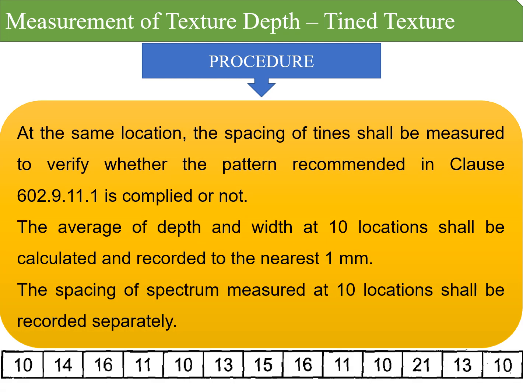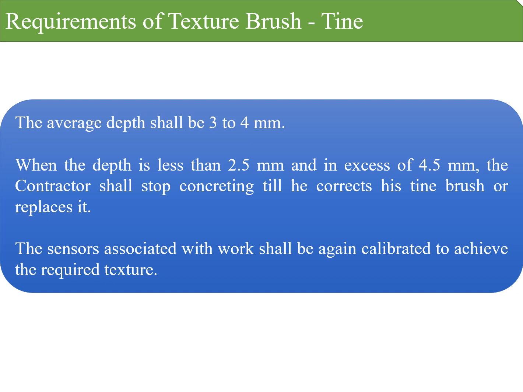At the same location, the spacing of the tines shall be measured to verify whether the pattern recommended in clause 602.9.11.1 as shown below is complied with or not. That means whether the spacing is in sequence of 10, 14, 16, 11, 10 or 21, 13, 10 or not. If at all it is not in that sequence, but these numbers should match, the spacing of the tines measured at 10 locations shall be recorded separately. The average depth shall be 3 to 4 millimeters.